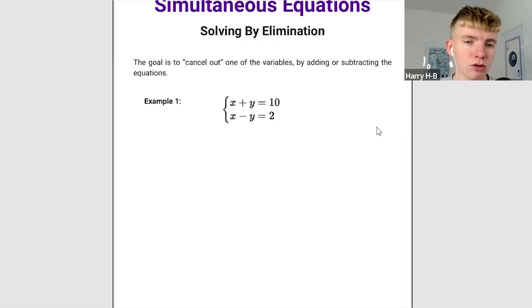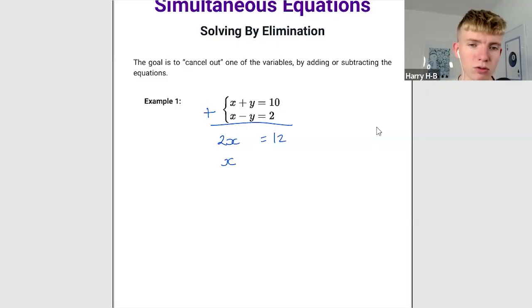So what I'm going to do is add these equations together and see what happens. And you will see exactly what happens. So if we put a plus sign here, add these together. So x plus x, hopefully you'll be able to tell me that gives us 2x. We then have y plus minus y. So y minus y to give us 0. It gives us nothing, which is exactly what we're looking for. Okay, we've then got 10 plus 2 to give us 12. So 2x is equal to 12. I hope you'd all be able to tell me then that x is equal to 6.